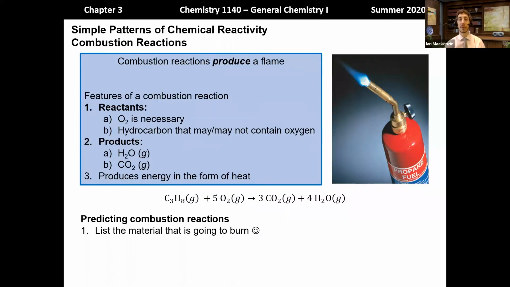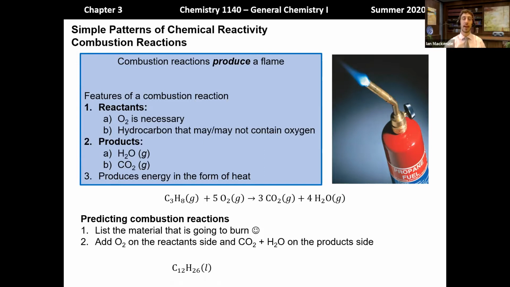First, we list the material that's going to burn, whatever that hydrocarbon is. We'll just take an example here of a long hydrocarbon, C12H26. That's the starting material we've been given, and we were told, write the combustion reaction for this starting material. Well, the second thing I do is I add O2 on the starting material side, and I add CO2 and water on the product side. So O2 on the reactant side, CO2 and water on the product side, and I've left space there because nothing's balanced at this point. I've got 12 carbons on the left and only 1 on the right.